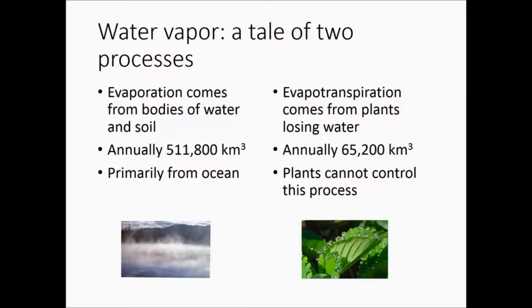Next, we want to mention water vapor, and we jokingly call this the tale of two processes. We have evaporation, and that's a flux. It's anytime that water comes from bodies of water or soils. Primarily this happens from the ocean because that's the largest body of water on the earth. Evapotranspiration, on the other hand, is any time that plants lose water. When plants open their stomata, they lose water out of them, and plants cannot control this process.